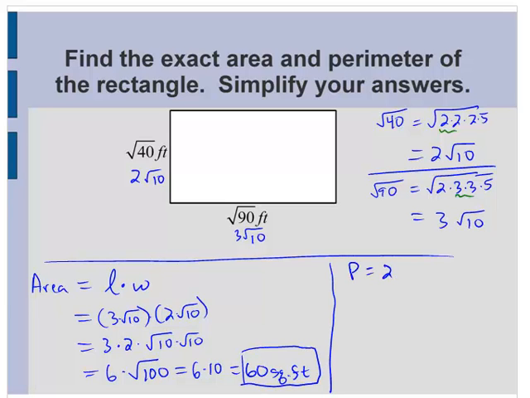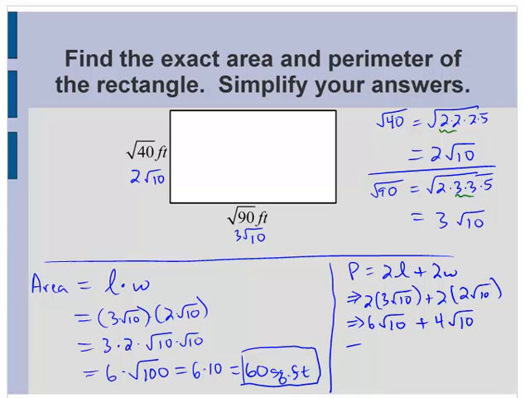Perimeter, recall, is twice the length plus twice the width, or just add up all the sides. And so that would be 2 times 3 square root of 10 plus 2 times 2 square root of 10, which would be 6 times the square root of 10 plus 4 times the square root of 10, which simplifies as 6 plus 4, 10 times the square root of 10, and the units on that would be feet.